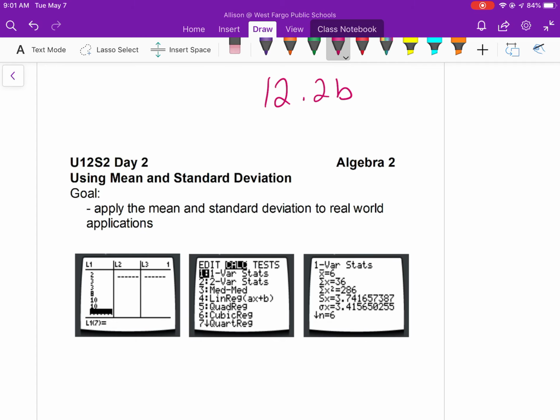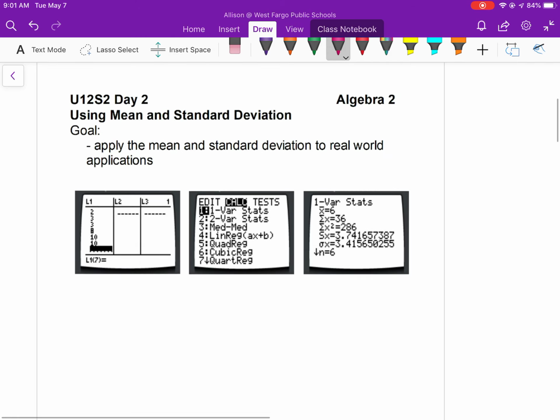It does assume that you've already learned how to calculate the standard deviation using the calculator. So if you haven't done that yet, you need to go back to 12.2a and make sure that you know how to use the calculator. Here's a little recap on that.